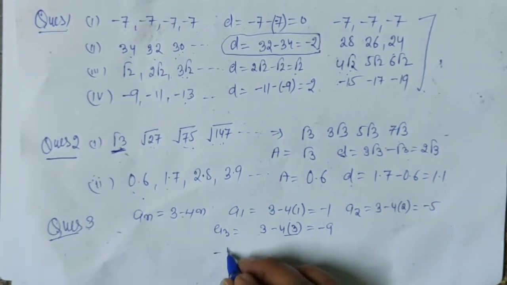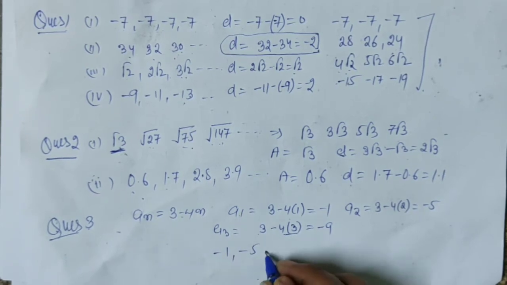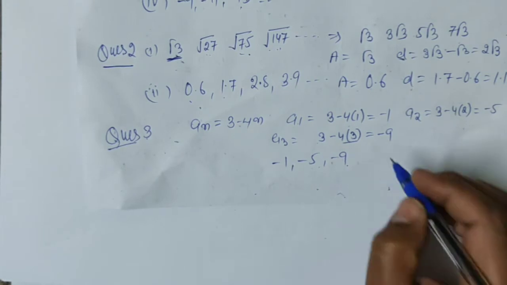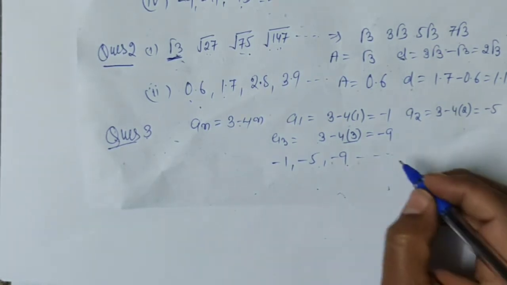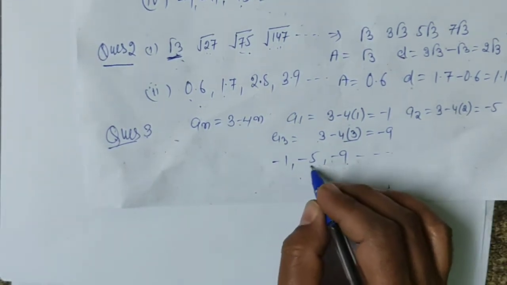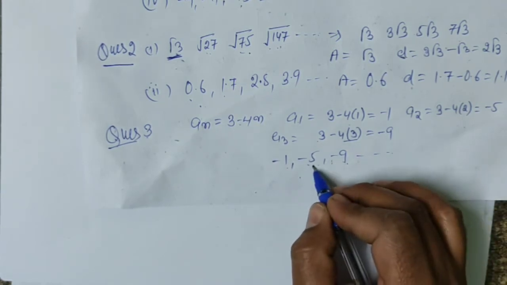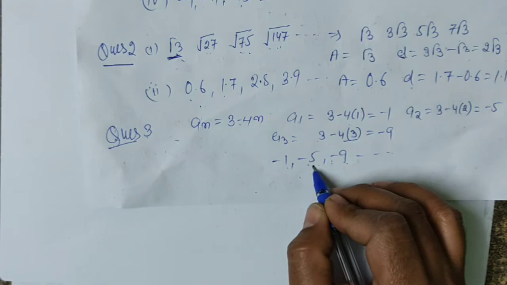Now -1, -5 and -9. Are these forming an AP? Yes. These are in AP because the difference of these two is the same. It is -4 as well as this is also -4. Hence it is an AP. Move ahead now.